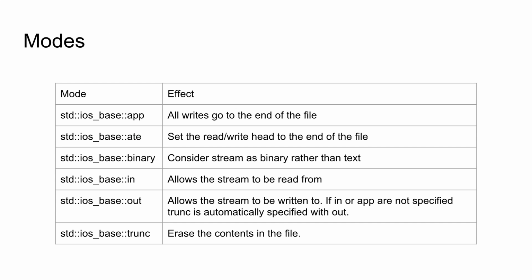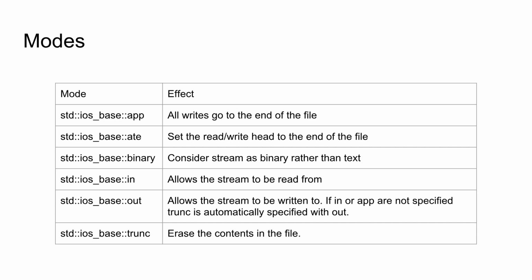So here are your modes. There's app, which stands for append, which means all of your writes that you do to that file will go to the end of the file. There's ate. Ate stands for at end. This will set you to the end of the file, but later on, when you do movements through the file, which you could do by using seek, you can go to a different position. Whereas if you do append, all your writes will always go to the end of the file, regardless of where the read-write head is.